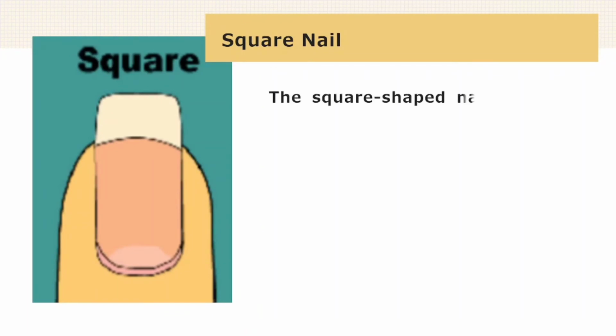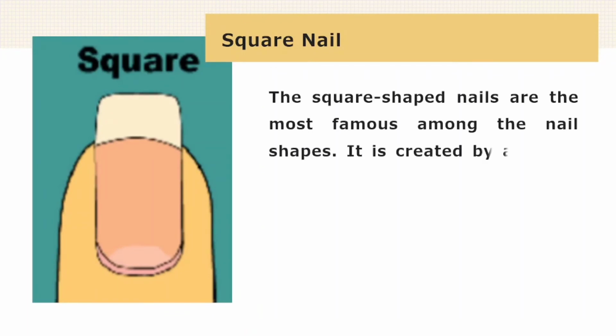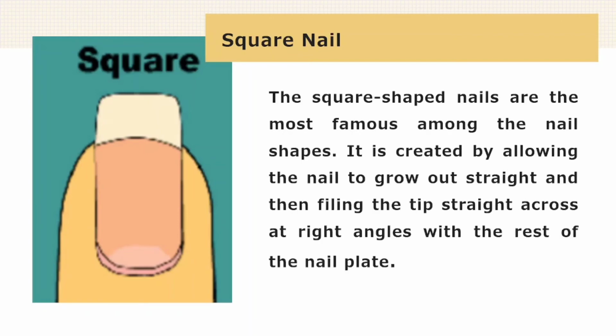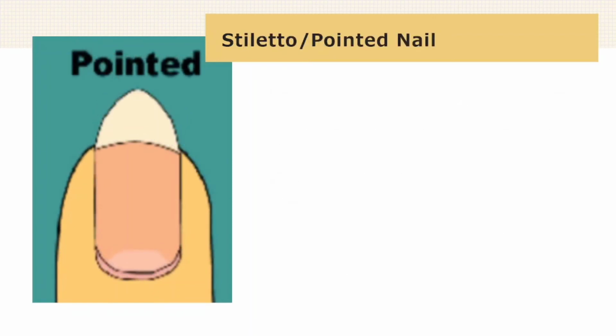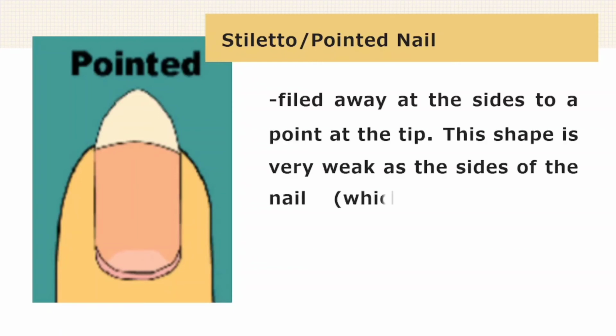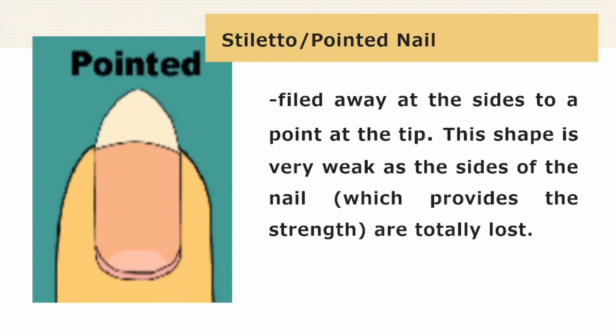Next, square nail. The square-shaped nails are the most famous among the nail shapes. It is created by allowing the nail to grow out straight and then filing the tip straight across at right angles with the rest of the nail plate. Next, stiletto or pointed nail. So this is the other term for stiletto, pointed. Filed away at the sides to a point at the tip. This shape is very weak as the sides of the nail, which provide the strength, are totally lost.